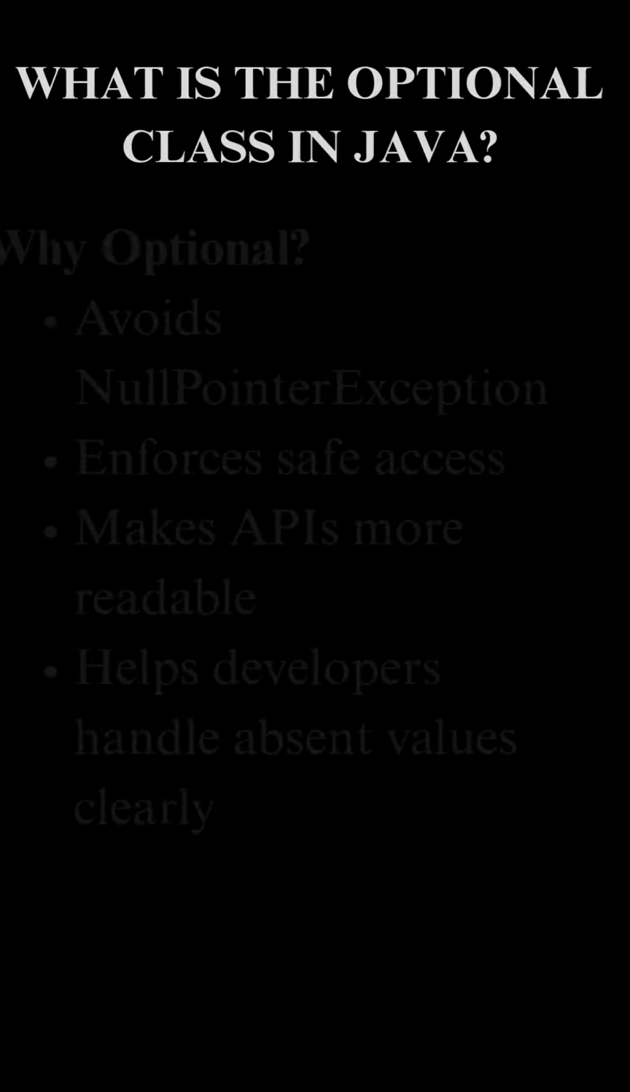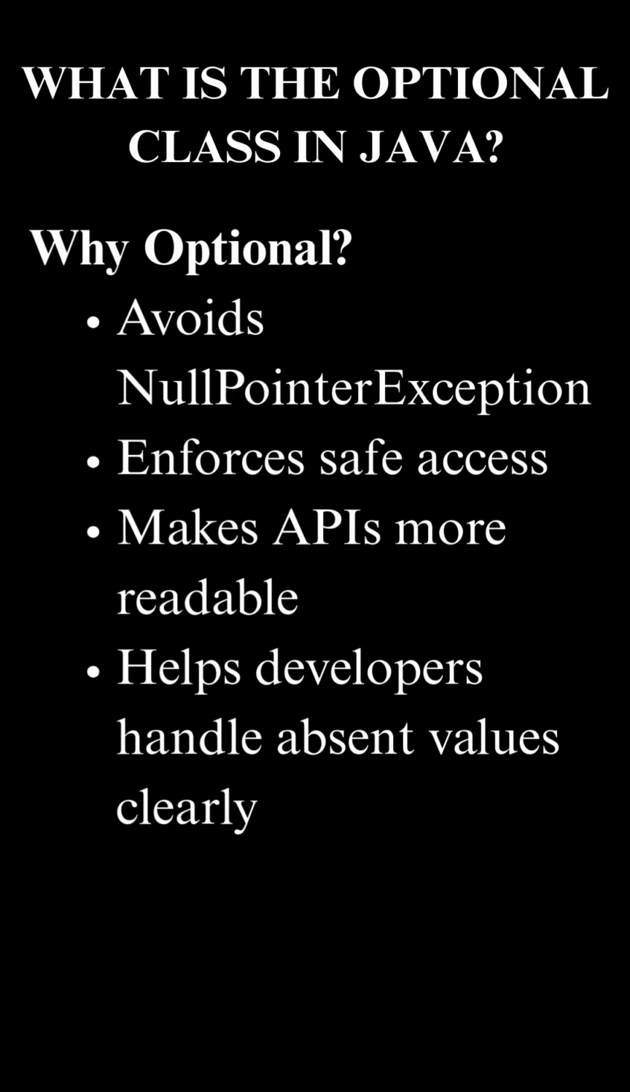Now the question arises, why is Optional needed? Because it avoids NullPointerException, it enforces safe access. It makes APIs more readable and helps developers to handle absent values clearly.